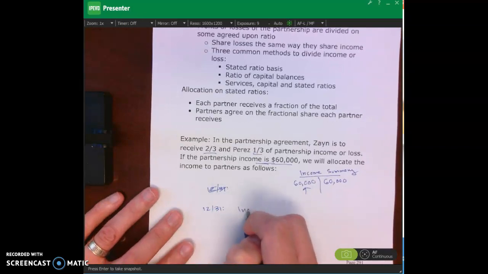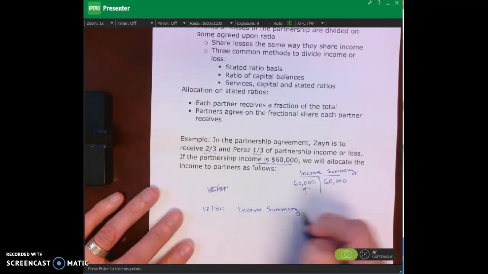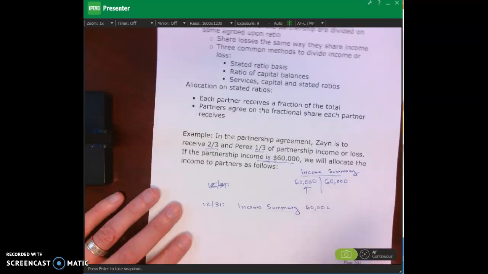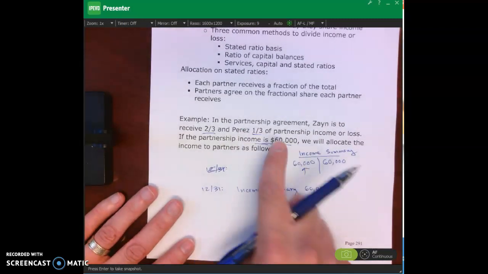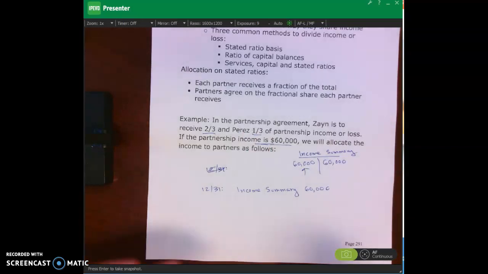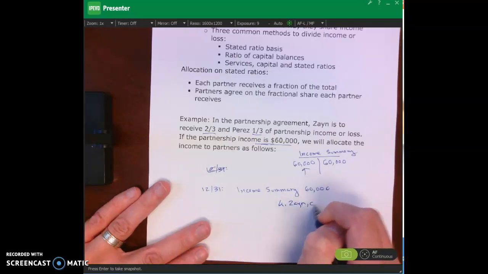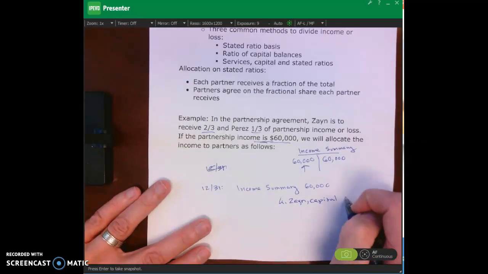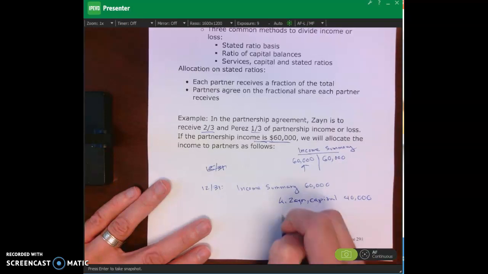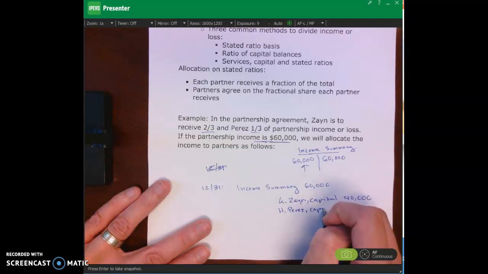So we will debit income summary for $60,000. And then 2/3 of that $60,000 goes to Kayla, 1/3 goes to Hector. So I'll come over here and multiply 2/3 times the $60,000, Kayla, capital. 2/3 times the $60,000 is $40,000. And then that means Hector gets $20,000. All right.